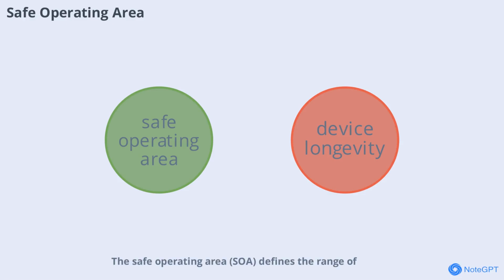Safe Operating Area (SOA) defines the range of voltages and currents where the MOSFET can operate without damage. Staying within the SOA ensures the device's longevity and prevents overheating or breakdown. Engineers use SOA charts to select MOSFETs that match their circuit requirements, balancing performance and safety.